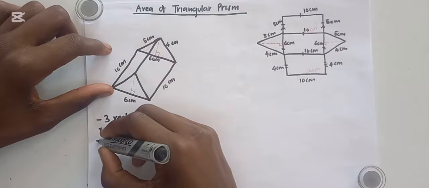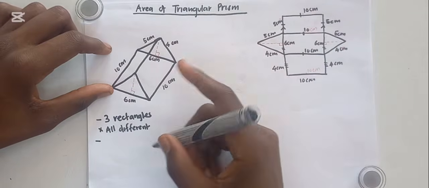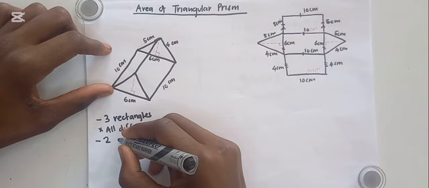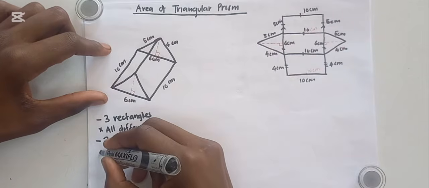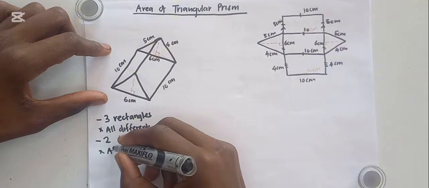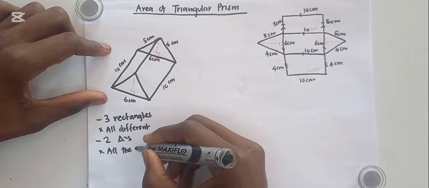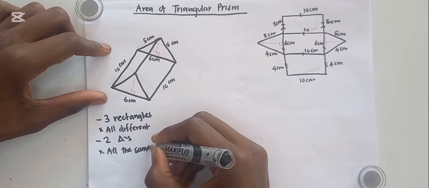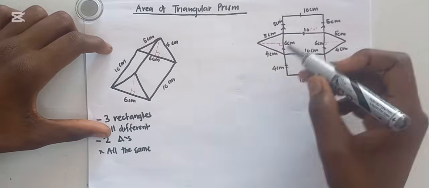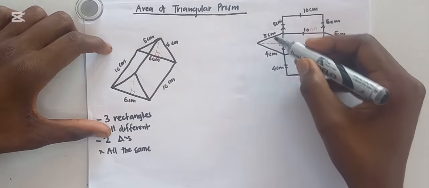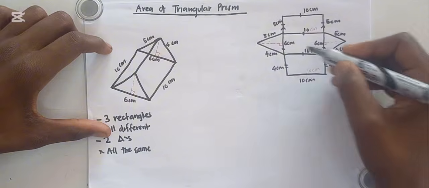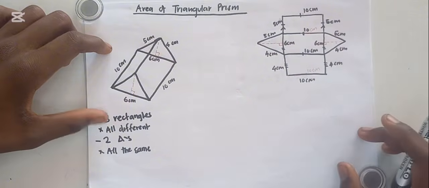And another thing that I want you to note is that a triangular prism is also formed by two triangles. These two triangles are all the same. The two triangles I'm talking about are this one and also this one. As you can see, this side is equal to 5, 4, 5 and 4 and 6 and 6. So they are all the same.